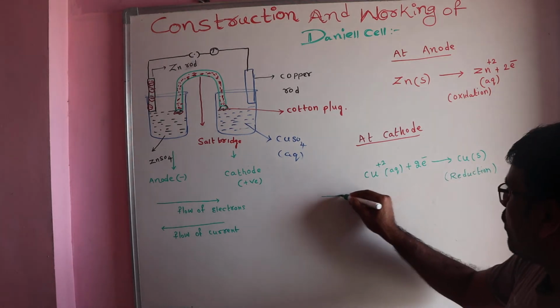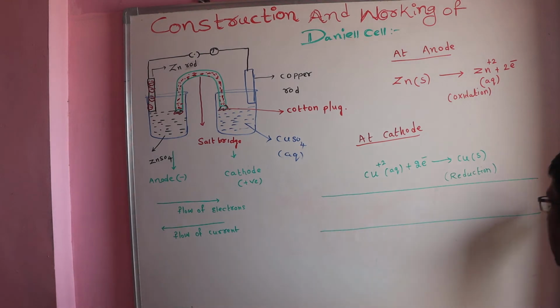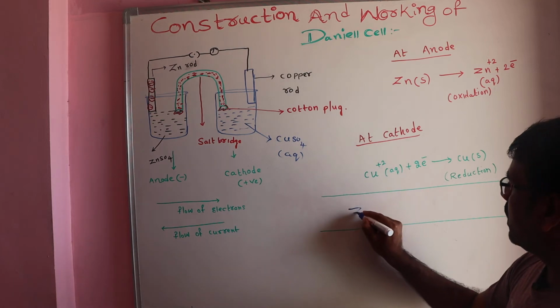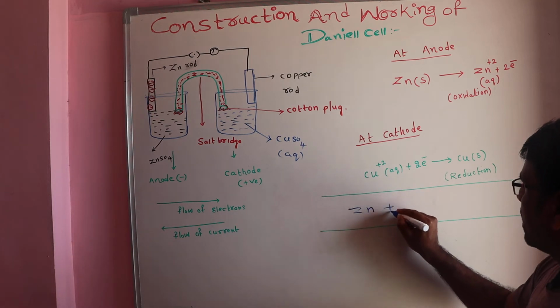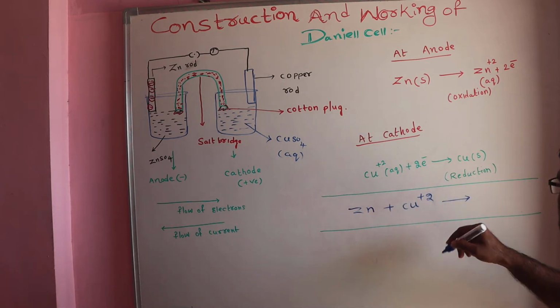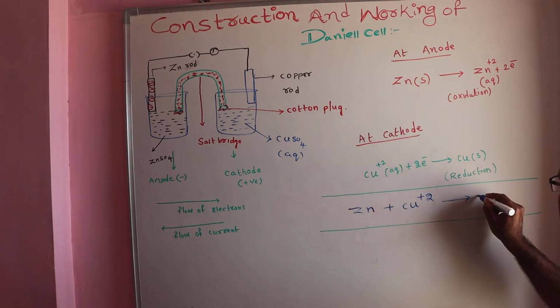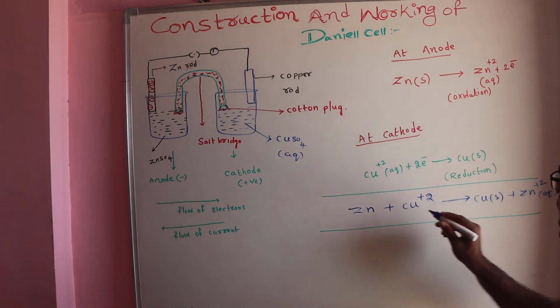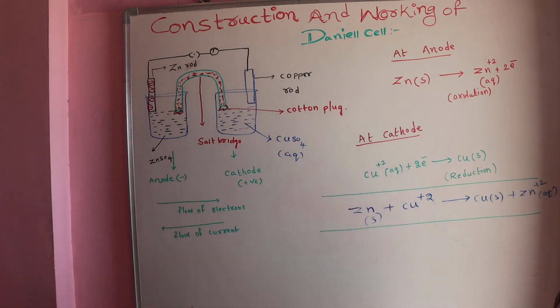Now let us see the overall reaction in this Daniell cell. What is the overall reaction? Zn, by losing electrons, is converted into Zn+2. Cu+2 attracts those electrons, gains them, and is converted into solid copper, and we get Zn+2 ions. This is the overall reaction going to take place in the Daniell cell.